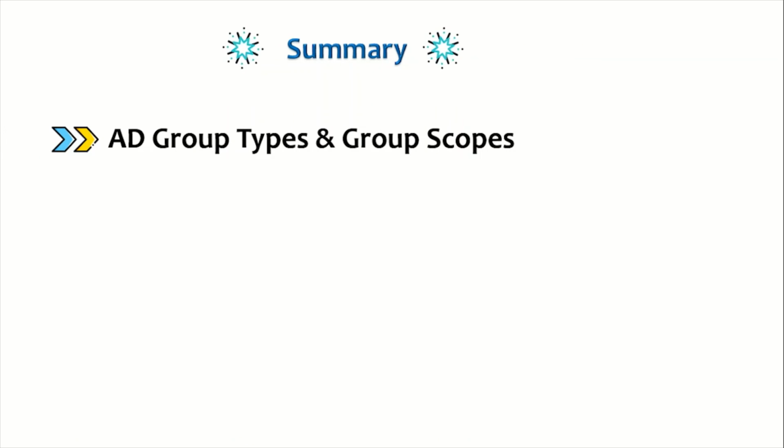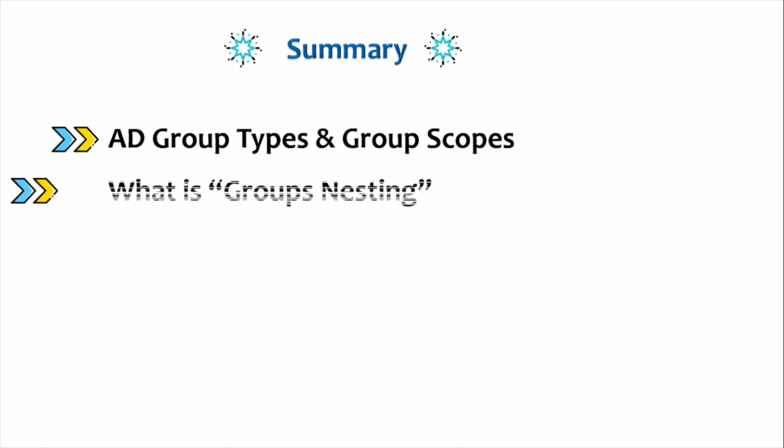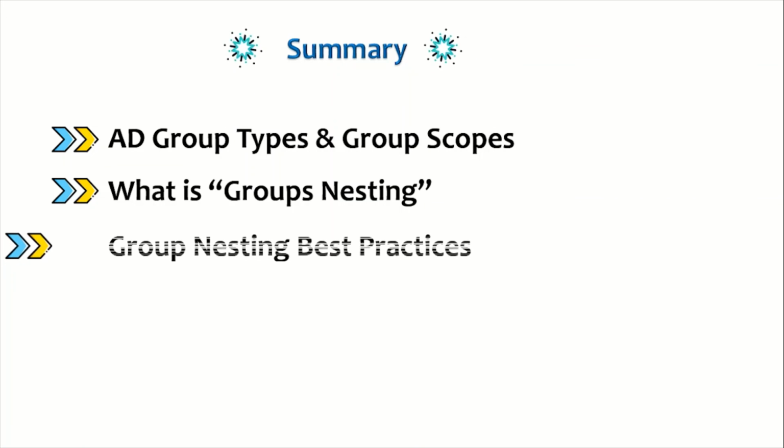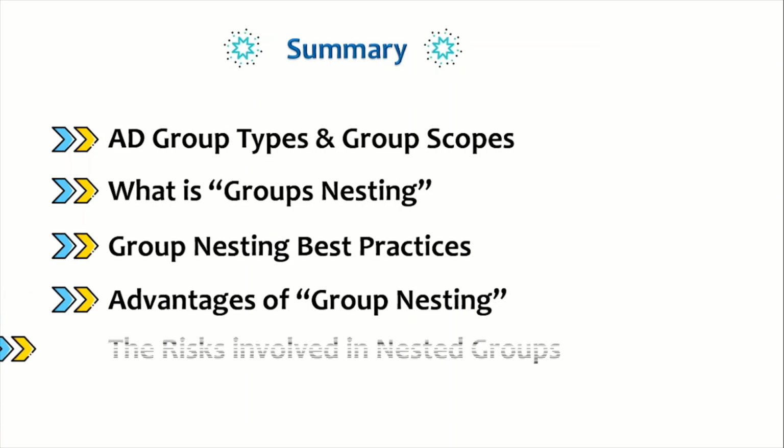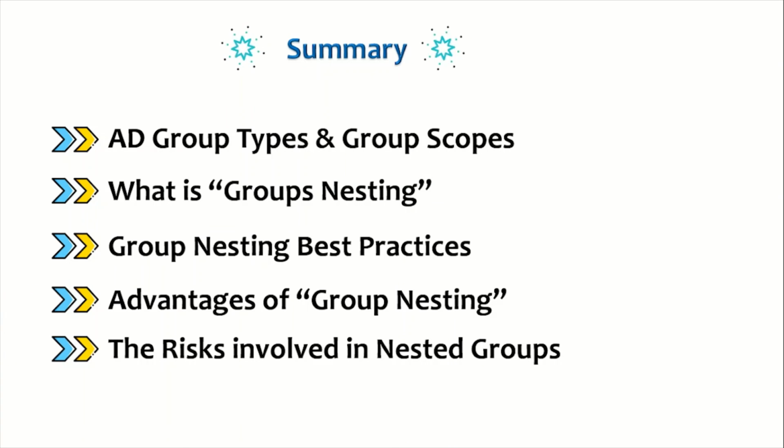So let's look at the summary of what we have covered so far. We covered Active Directory group types and group scope. We looked at what group nesting is, best practices, advantages of group nesting, and some of the risks involved in nested groups.